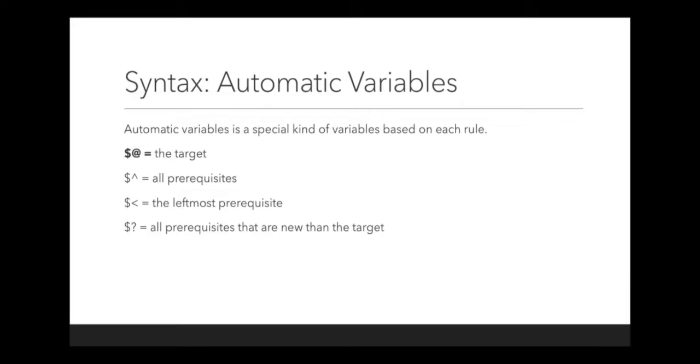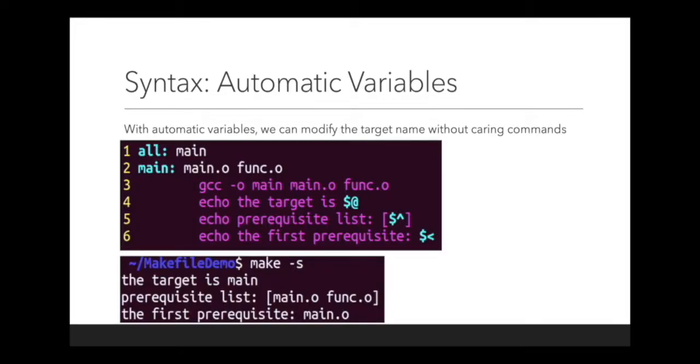And there are several automatic variables. Automatic variables are a special kind of variables based on each rule. Each of them has special meanings. With automatic variables, we can modify the target name without changing the commands.